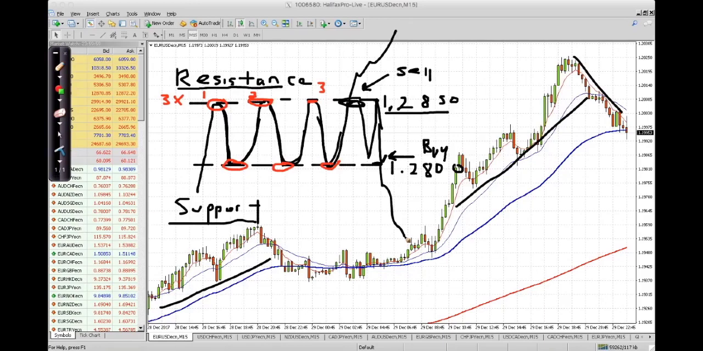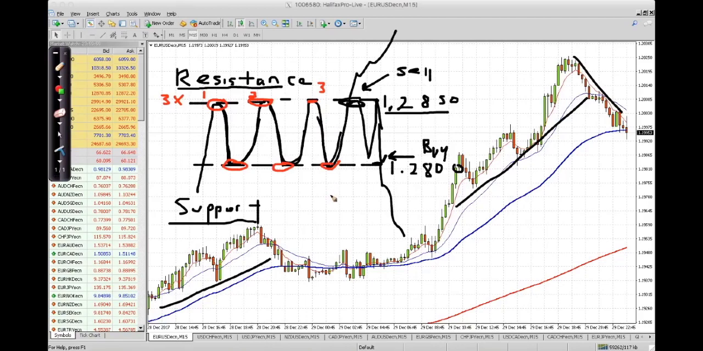So when you're wrong, you lose 1R. When you're right, you make more than 1R, right? You make 1.5R or 2R. And that's our whole point here, finding areas where there's a probability of a price reversal. So that's resistance and support levels.